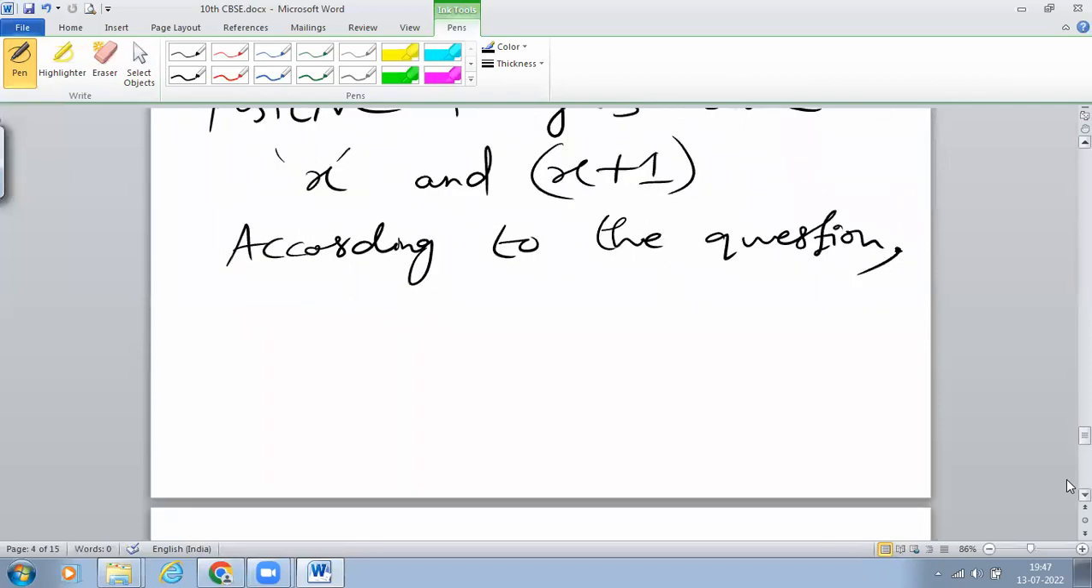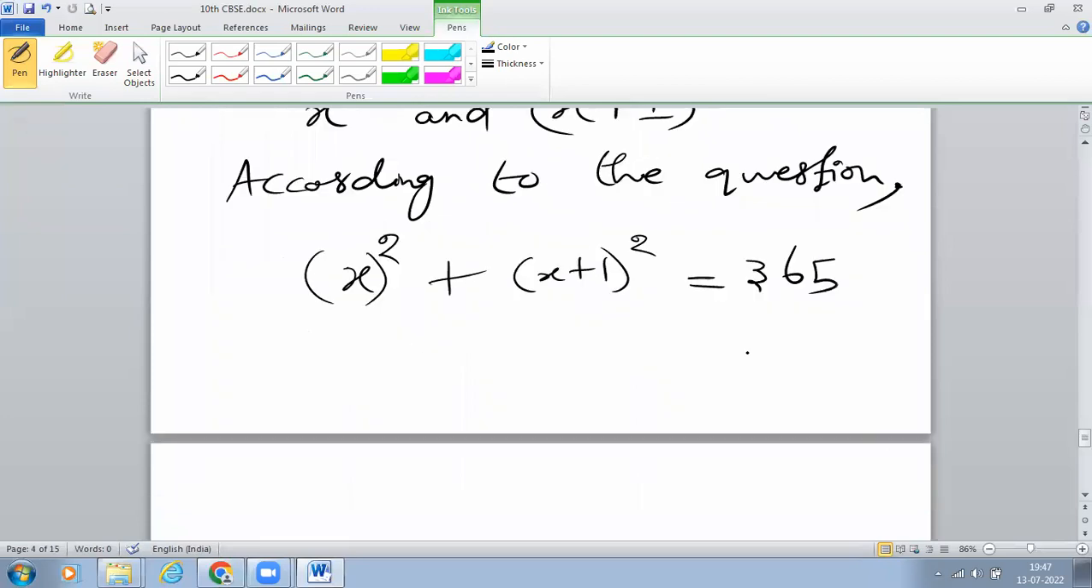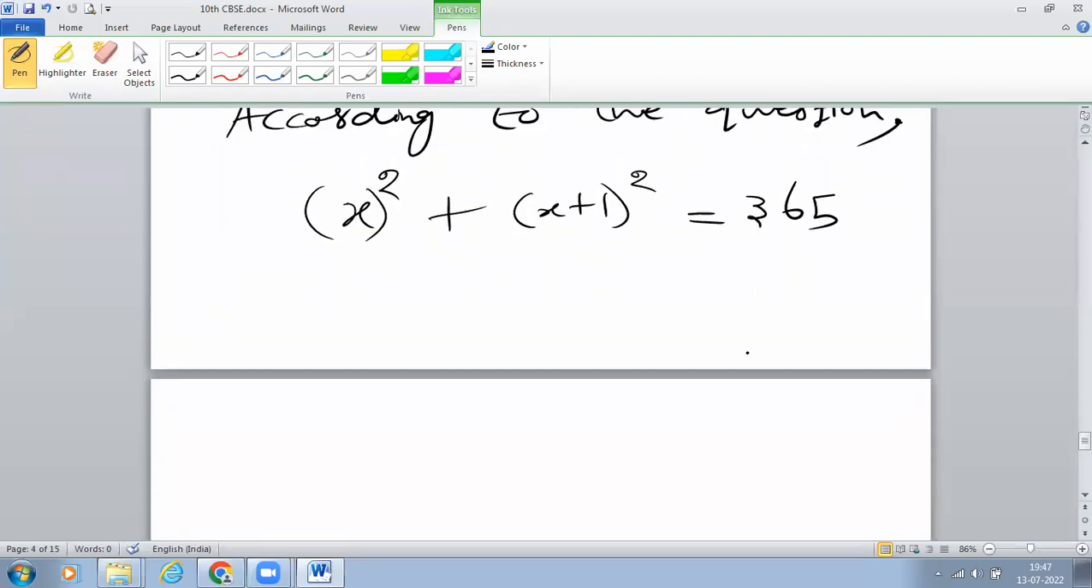According to the question, the sum of whose squares means for that number, if you do square, that is x square, plus the consecutive number x plus 1 square. If you add the squares of these two numbers, the sum will be equal to 365. The sum of the squares of the two consecutive numbers is equal to 365. Now we have to simplify this equation to find the standard form.